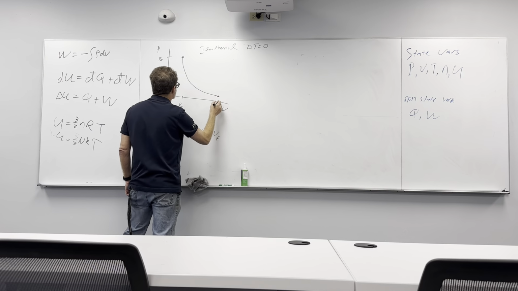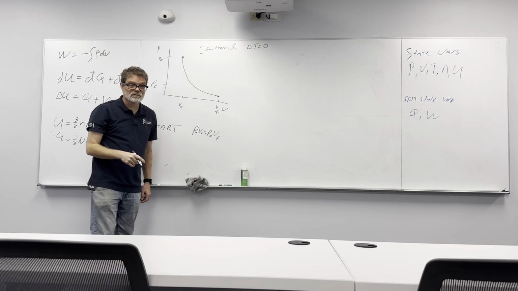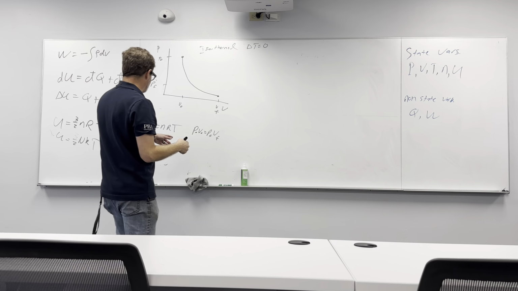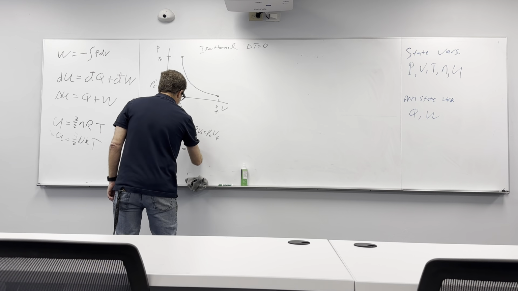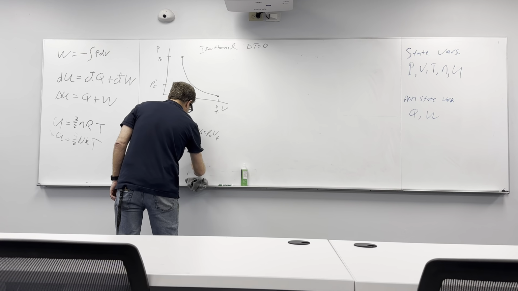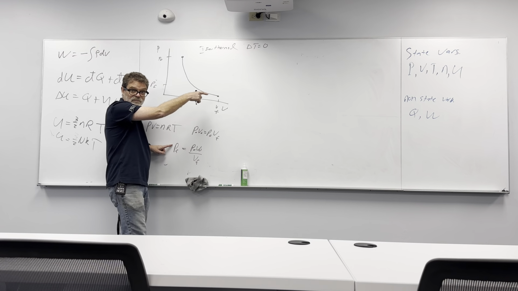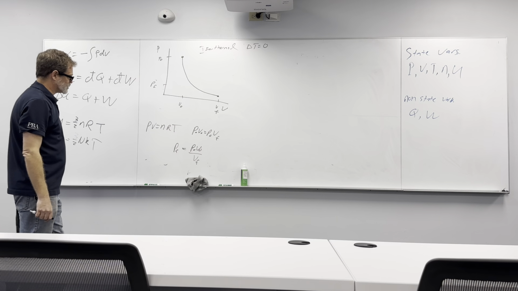So I get this 1 over V curve for the relationship between P and V. Because if I solve for P final, what do I have? P final equals P naught V naught over V final. So you see it's proportional to 1 over V final, like a 1 over x curve. Okay?